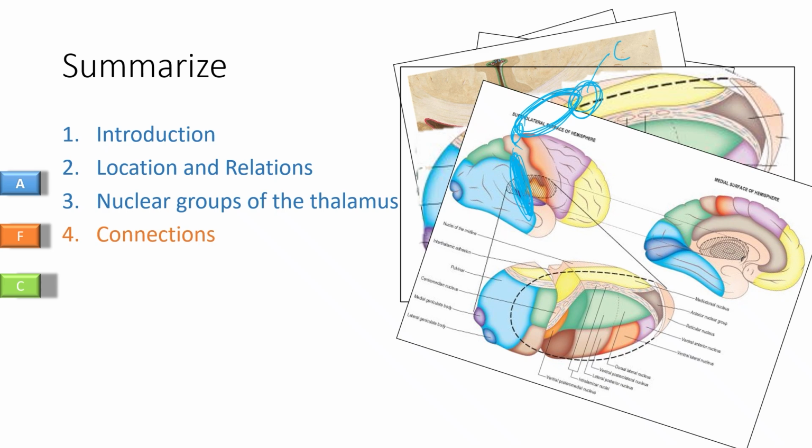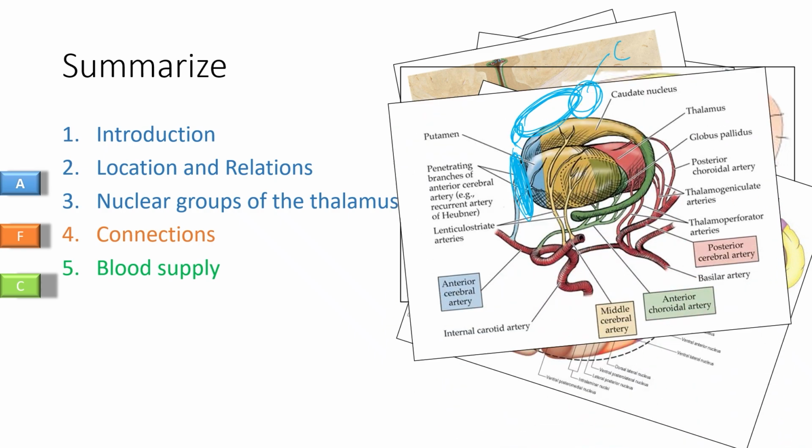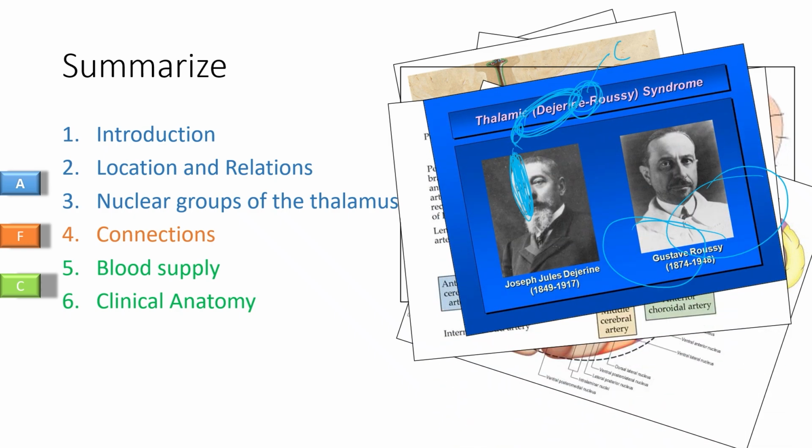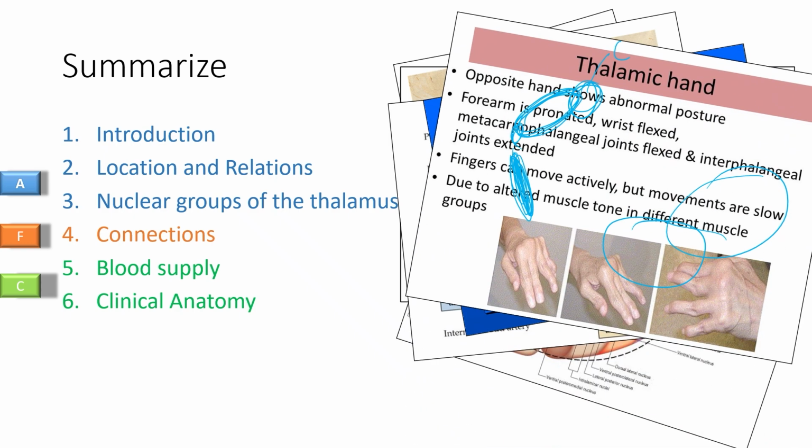We then learned about the clinical importance by learning the blood supply, the thalamoperforator and thalamogeniculate arteries coming from the posterior circulation, right? And also the clinical anatomy, that is the thalamic stroke, Dejerine-Roussy syndrome, and the thalamic hand. Okay. So these were the things that we learned today.